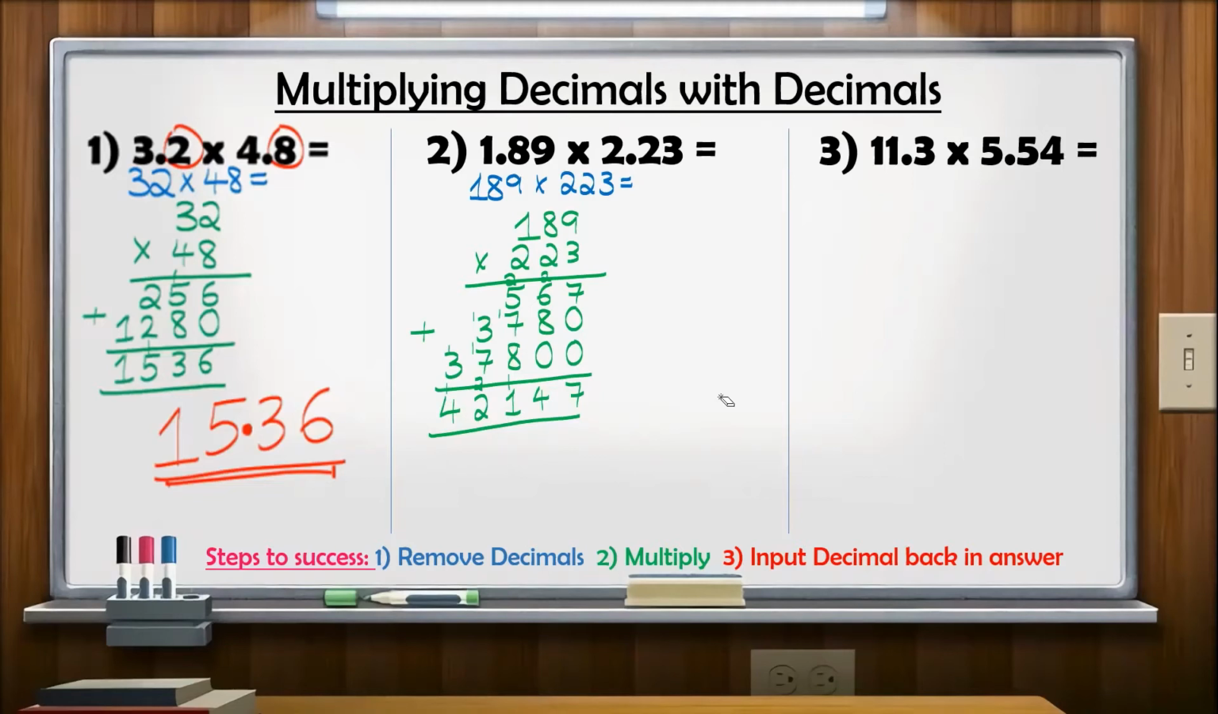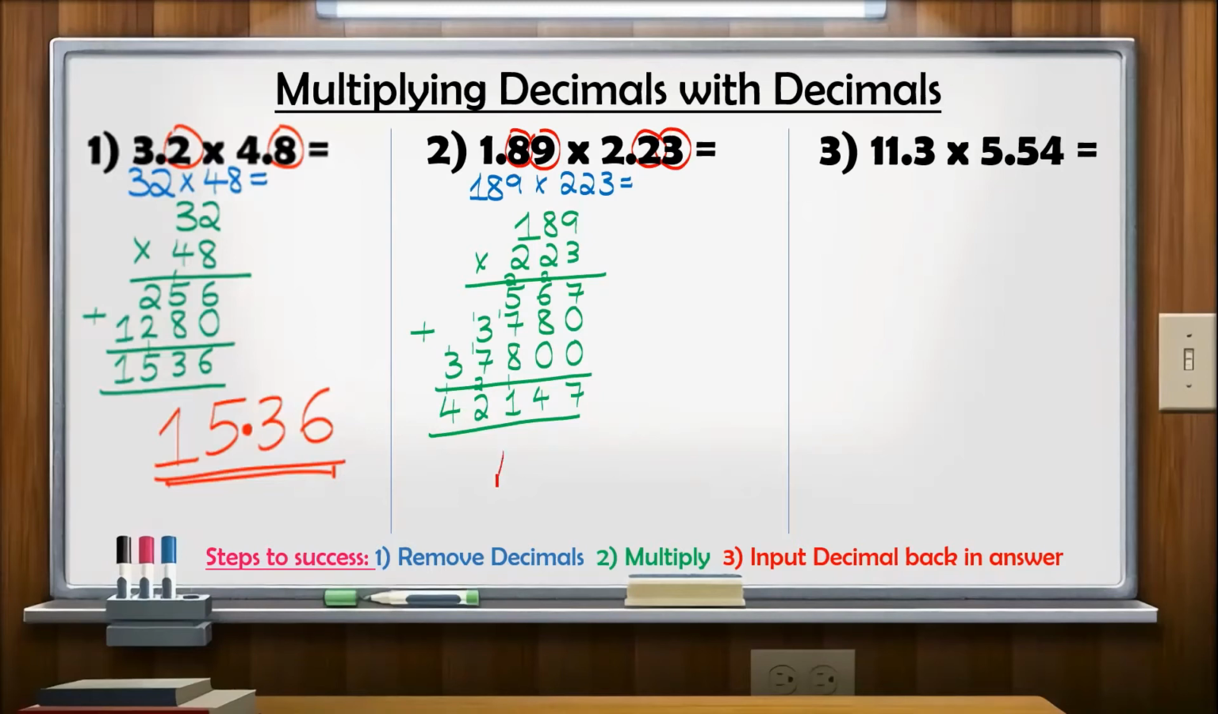So I will be using my answer for 189 times 223. Now before I do that, I'm going to see in my question how many numbers in total are after a decimal point. So in this case, I have 1, 2, 3, and 4. So therefore, I will have 4 numbers after my decimal point in my final answer.